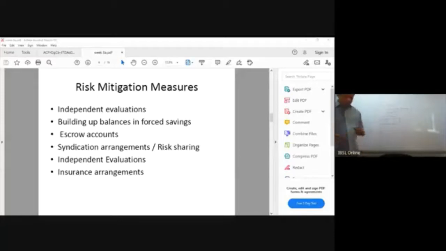What do you mean by pari passu? Pari passu means equal rights. Right? Pari passu means equal rights in the security. So it doesn't mean that the lead arranger will only have a priority or whatever. Every bank will have equal rights. That's called pari passu security sharing arrangement.